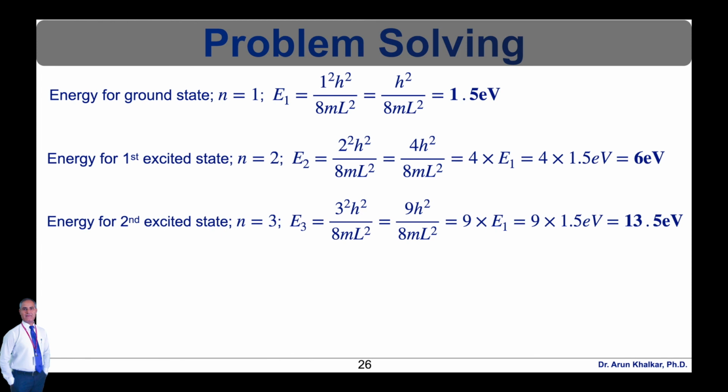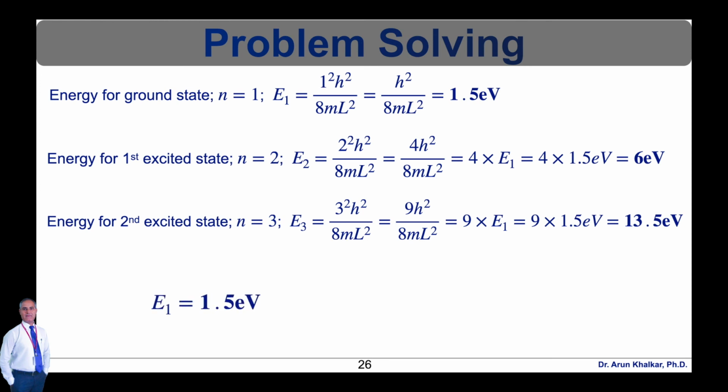Next one is the energy for the second excited state, that is n is equal to 3. So we can write E3 is equal to 3² h² / 8mL². So 3 squared is nothing but 9, so 9h² / 8mL². So 9 times the value of the ground state, E1. So 9 × E1, that is equal to 9 × 1.5 electron volt. So we get the value E3 is equal to 13.5 electron volts.